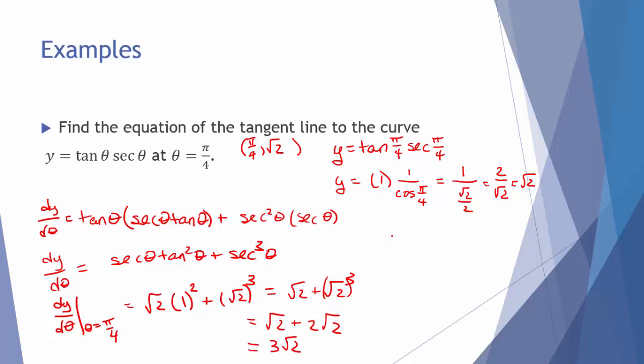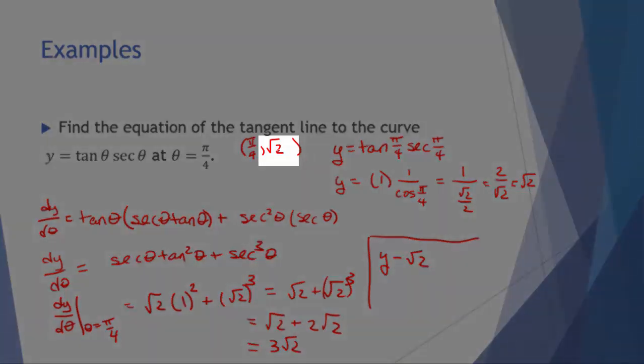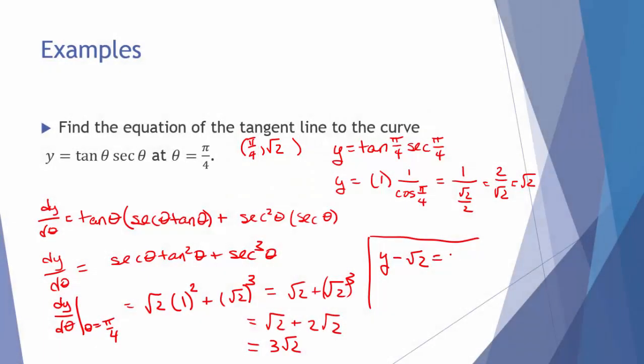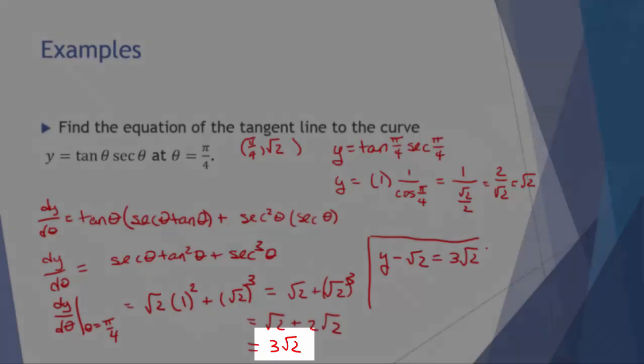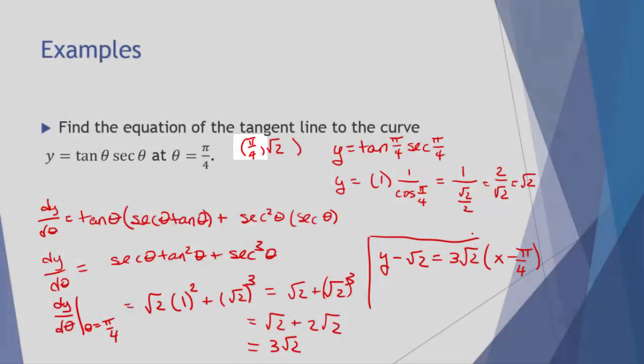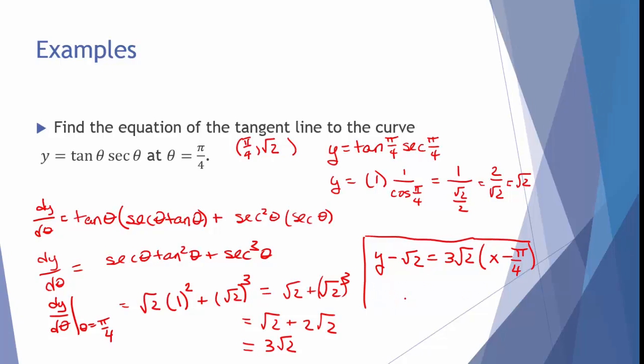So that's the slope. When we go to write the actual equation of the line, it's y minus the y value, which we said was the square root of 2, equals the slope, which is 3 square root 2, times x minus the x value, which is pi over 4. You could solve this for y or not.